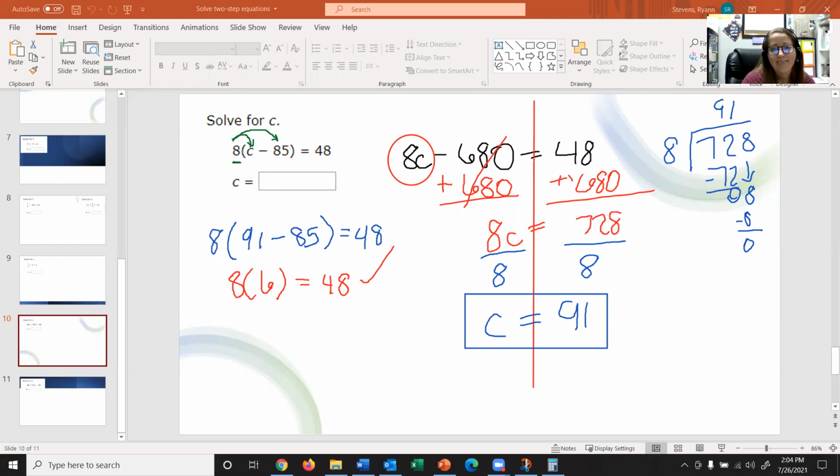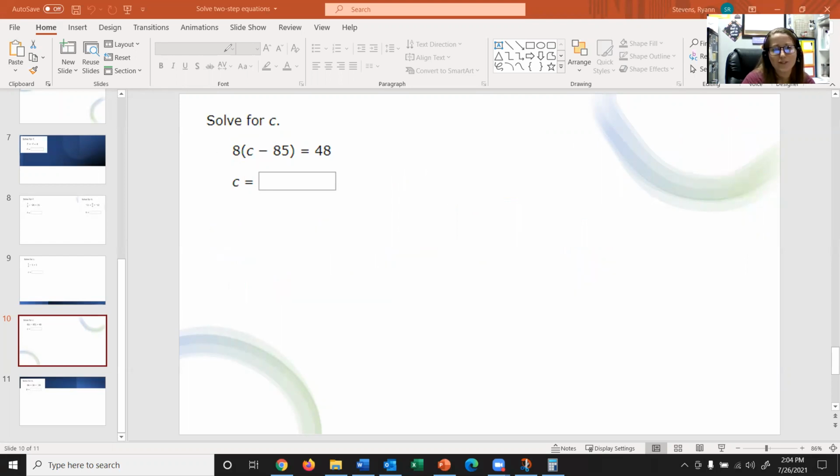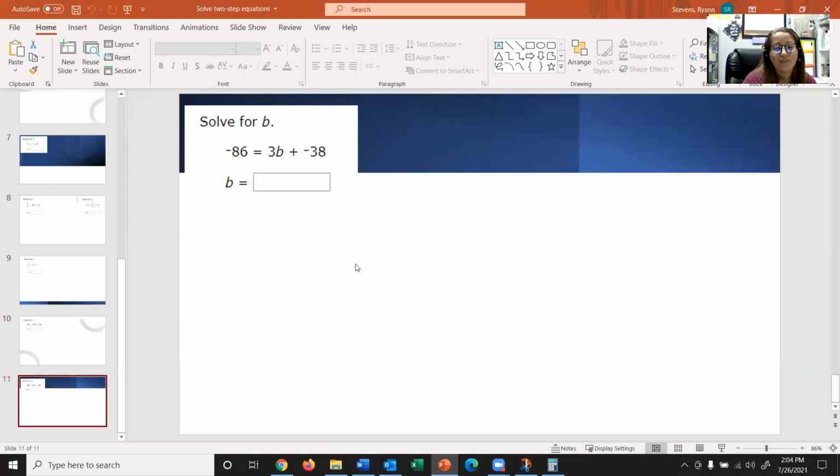All right. And then we have one last question that I want to take a look at. We want to solve for B in this case. So I'm going to rewrite this. This is one of those questions that's written with the variable on the right hand side of the equal sign, which is okay. We could just leave it like this. Now we run into a positive and a negative, so we know that's just going to give us a negative. And then we can draw our line and begin to solve.